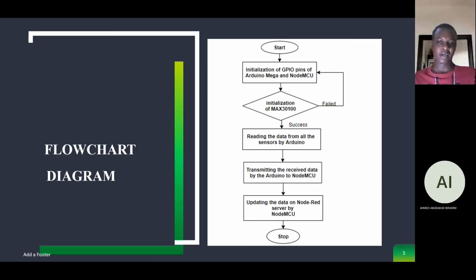This is the flow chart diagram for my system, whereby I will first initialize the Arduino pin and also the Node MCU pins. I'll measure the heartbeat sensor. When it is successful, I read the data from the other sensor, and all those data are transmitted by the Arduino to the Node MCU, and the system is updated by the Node server through the Node MCU.